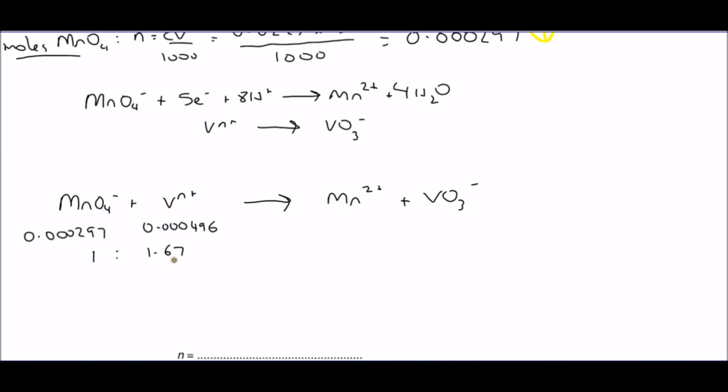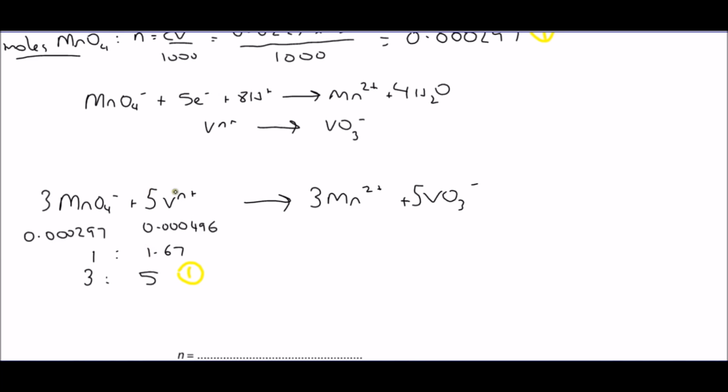So I need to multiply this fraction out, and what I'm going to do to do that is if I times it by 3, then I get a ratio of 3 to 5. If in my working out somewhere I've shown this 3 to 5 ratio, then I'll get a mark for it. Next thing I'm going to do is put those numbers into this equation that I'm coming up with. So 3 MnO4- reacts with 5 V n+, and that's going to make 3 Mn2+ and 5 VO3-. Okay, so already we're starting to build up this equation.